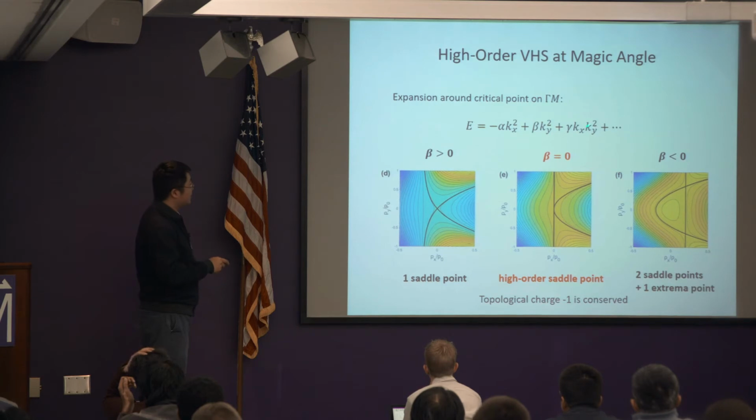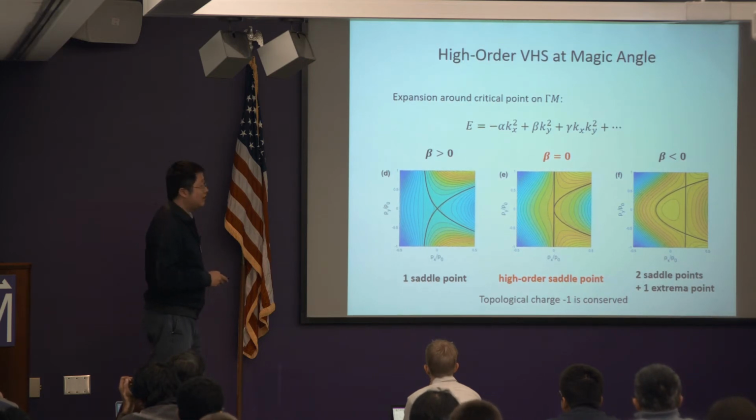So kx is along the gamma M direction, ky is perpendicular, and this term is allowed by the reflection symmetry around this gamma M line. And once we include this high order dispersion, we can now look at how the energy contour evolves with this coefficient beta, right? So when beta is positive, we get an ordinary saddle point, while when beta is negative, k equals 0 now turns into an energy extrema, right?